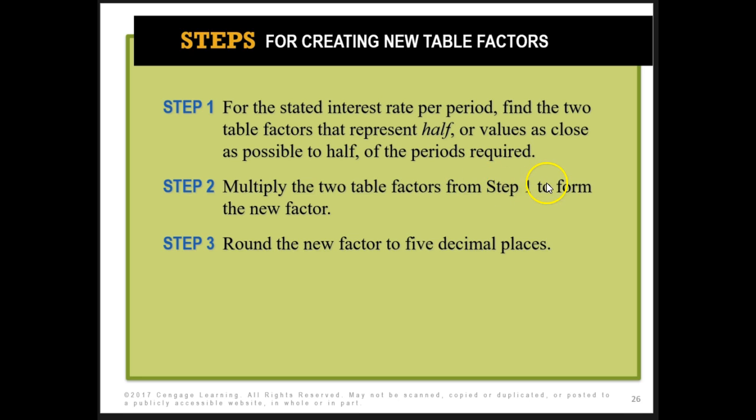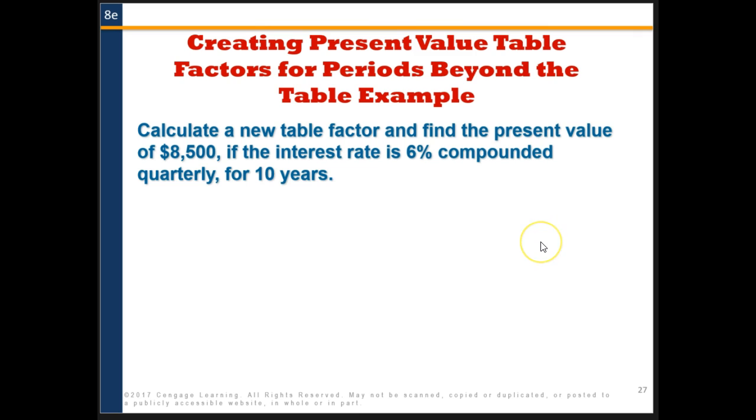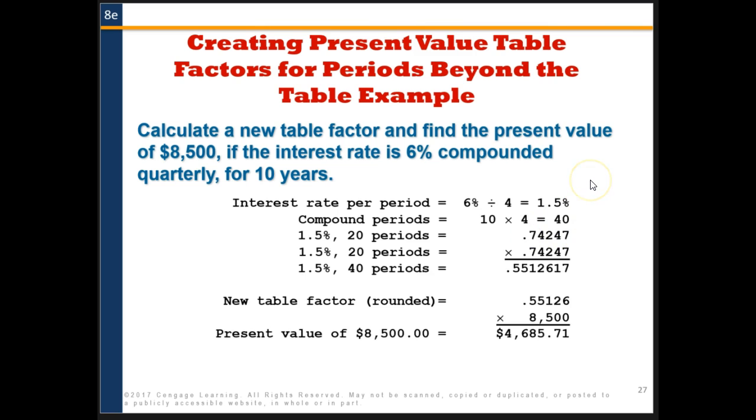This talks about the steps to create new table factors, and we'll look at an example. So again, if you've got a problem and they've given you parameters that are outside of the table, how do you solve that? Calculate a new table factor to find the present value of $8,500 if the interest rate is 6% compounded quarterly for 10 years. So all we are going to do is follow our simple steps.